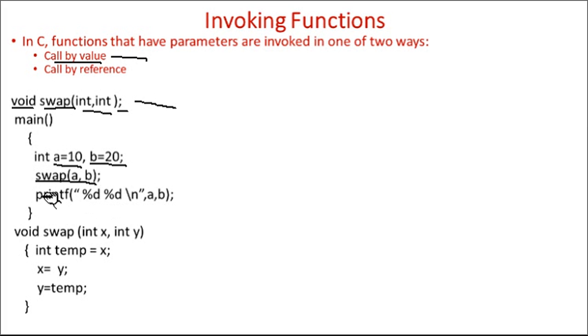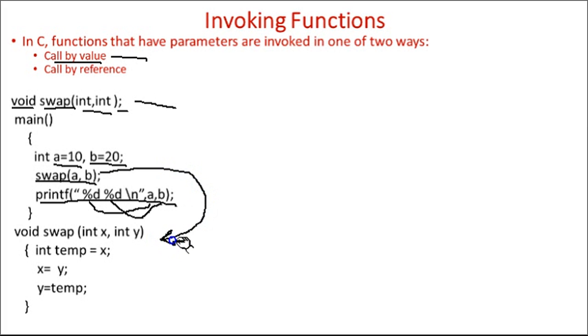After calling this particular function, on the next line we provided the statement printf with %d slash n, a comma b. For a, the format specifier is %d, and similarly for b, the second format specifier. Like this, the two integer values are displayed immediately on the next line after the call of the swap function. Now let's see what exactly happens when we call the swap function.